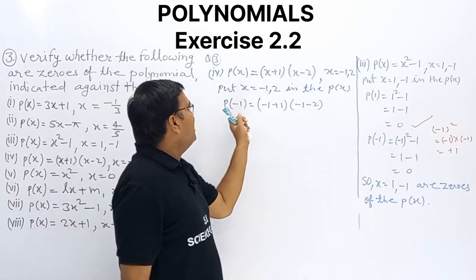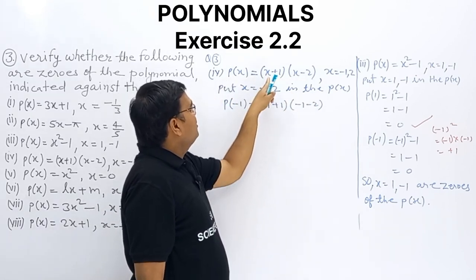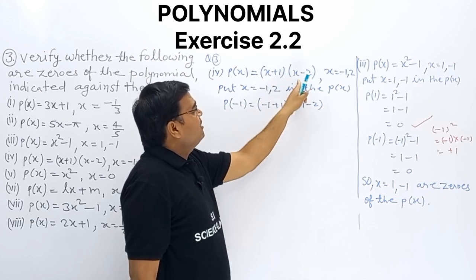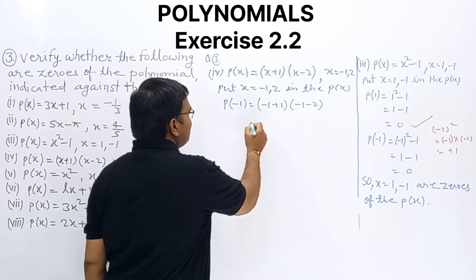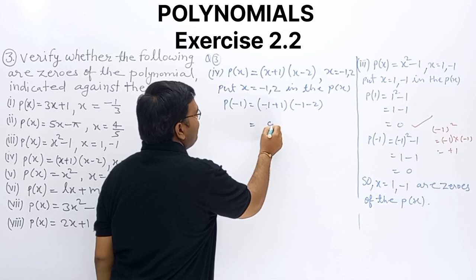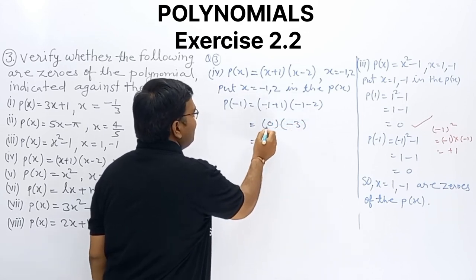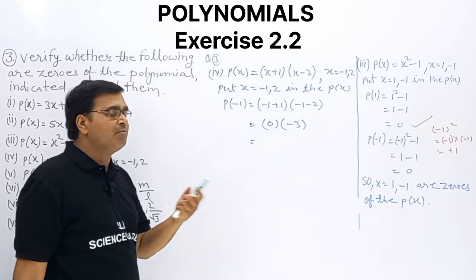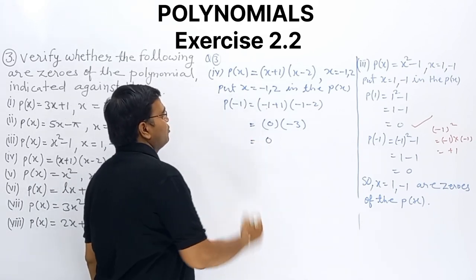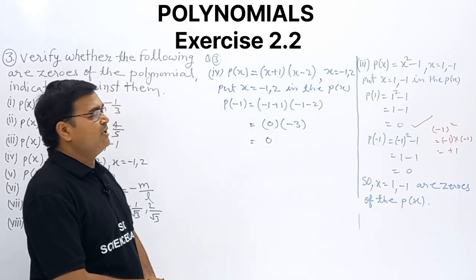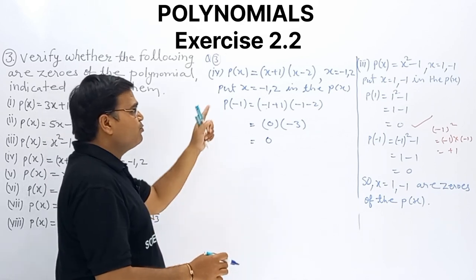Clear? What we are putting? X equal to minus 1: minus 1 plus 1 into minus 1 minus 2. Solve this one. Minus 1 plus 1 will be 0 and this one will be minus 3. Multiplication of 0 with any number, the result will be 0. So we can say x equal to minus 1 is a zero of this polynomial.